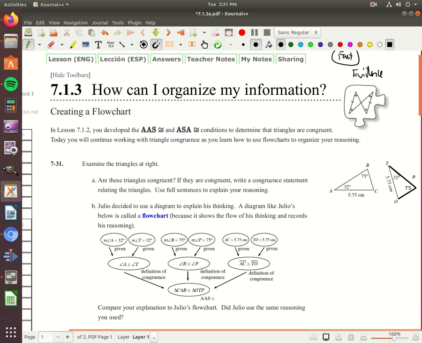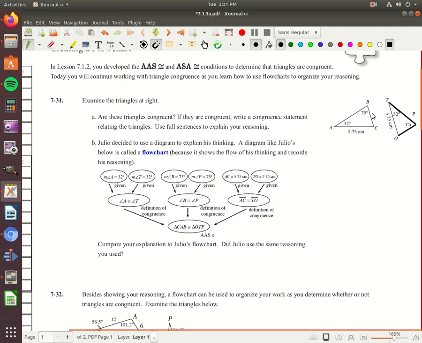So examine the triangles at right. It says, are these triangles congruent? Well, let's see here. It looks like we have angle side congruence. The 5.75 is across from the 75 degrees in both of them. So I would say yes, I definitely think we have angle side congruence. But now we want to prove this is true.